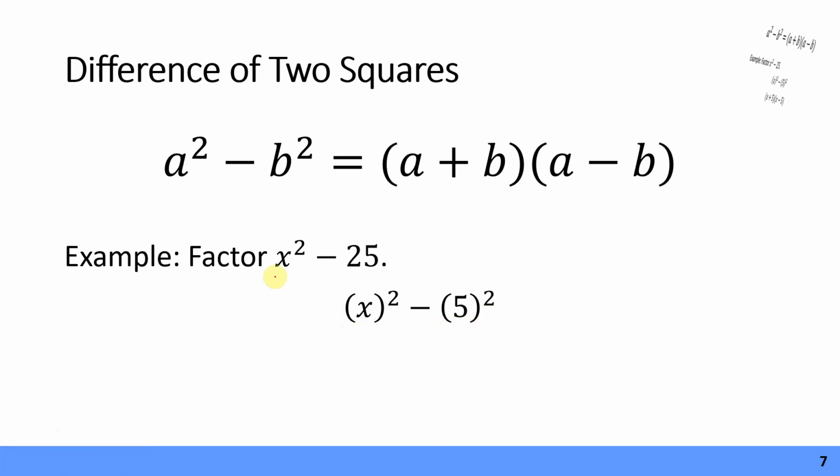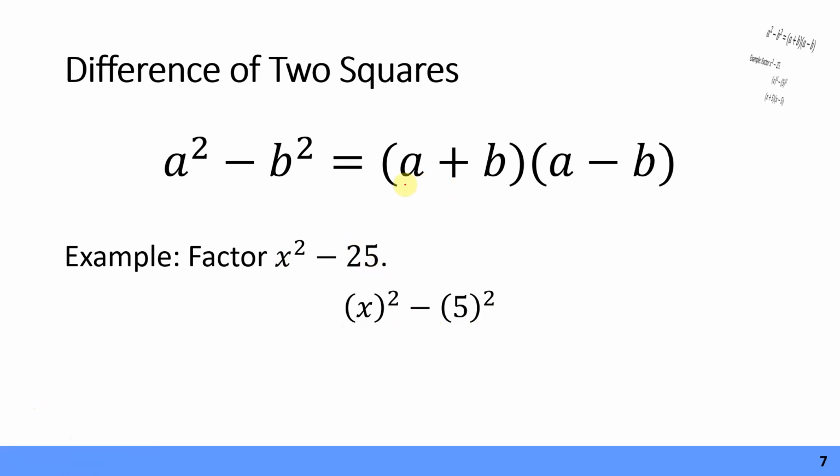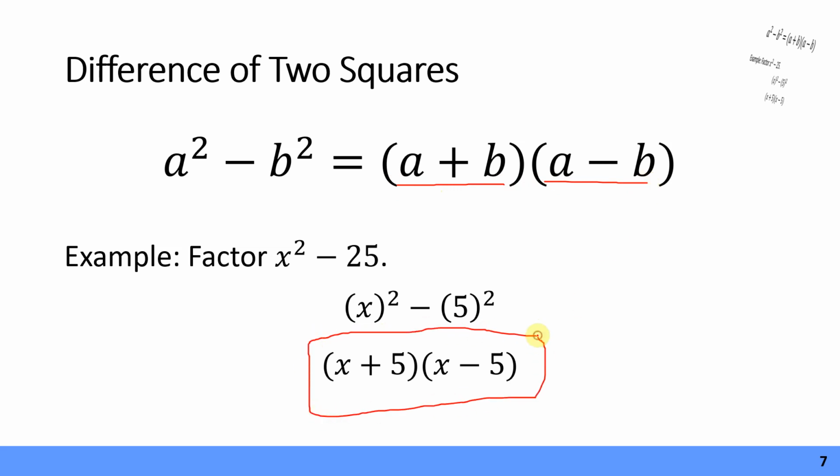So from now on, when you have a binomial, ask yourself, is this a difference of two squares? Is the first term a perfect square and is the second term a perfect square? If they're perfect squares, then you could just factor this super easily. What we do is in one parenthesis, we're going to put x plus 5, and in the other parentheses, we're going to put x minus 5. And then look at that. That wasn't that bad. This is how you factor x squared minus 25.